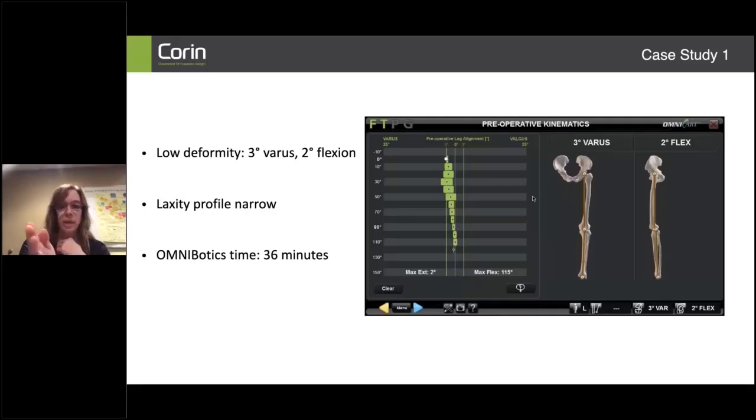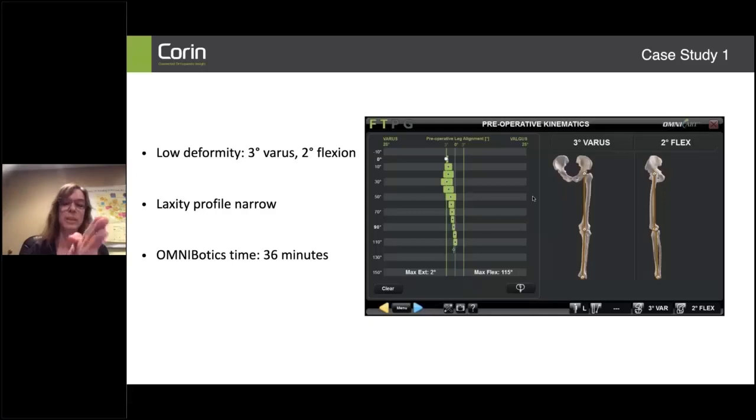The other information you can get from this screen is the overall alignment at each point in flexion. So you can see at 115 degrees, we're just slightly to the left of that middle line, maybe 1 or 2 degrees of varus. And then at 30 degrees, you can see, because of that wide green bar, it does go to the left of the 3-degree mark. So we probably have maybe 4 or 5 degree varus there, and then at 2 degrees, it comes back to the 3 degrees varus that you see there. So this is our preoperative alignment.